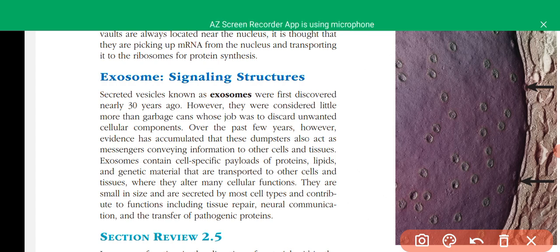They help in tissue repair, neural communications, and transfer of pathogenic proteins from one cell to another cell.